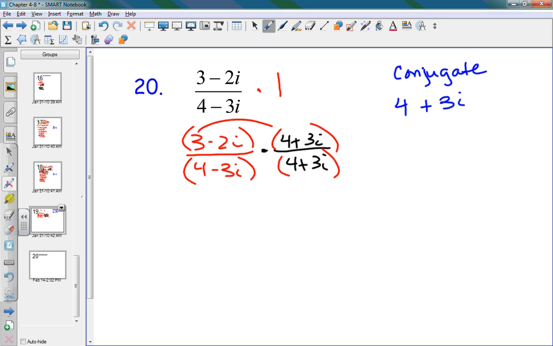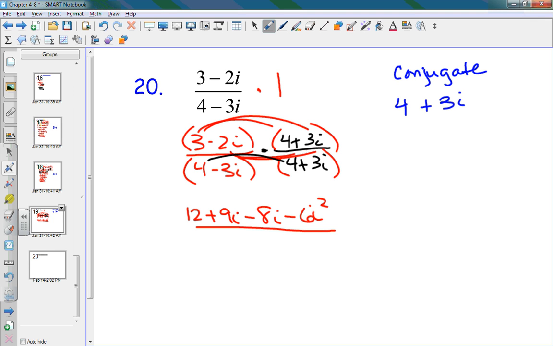The top I FOIL. 3 times 4 gives me 12. 3 times 3 gives me 9. Minus 2i times 4 is going to give me minus 8i. Minus 2i times 3i is going to give me minus 6i squared. All over. Now these are conjugates, remember. So when you're multiplying conjugates together, I only have to do what? First and last, because inner and outer will always cancel. So 4 times 4 gives me 16 minus 3i times 3i.